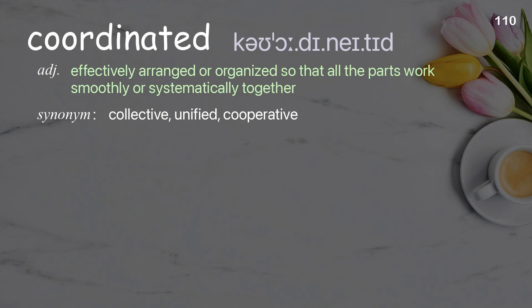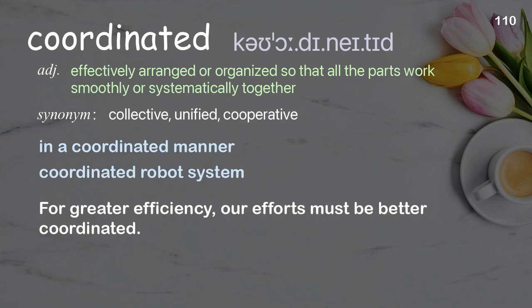Coordinated. Effectively arranged or organized so that all the parts work smoothly or systematically together. Examples: in a coordinated manner. Coordinated robot system. For greater efficiency, our efforts must be better coordinated.